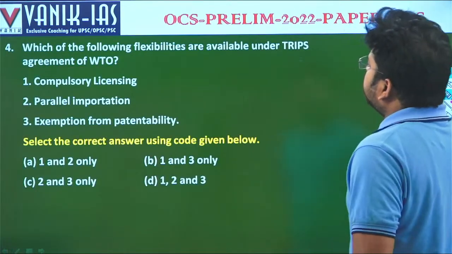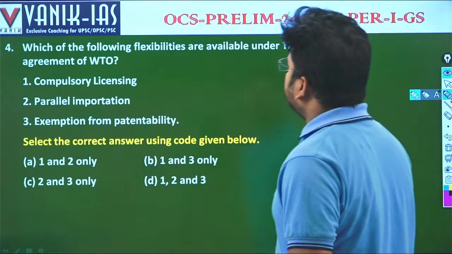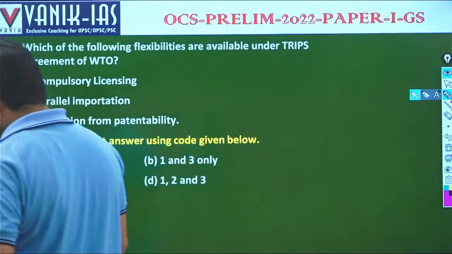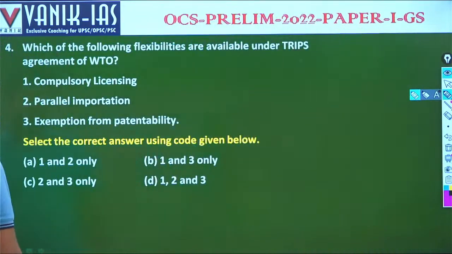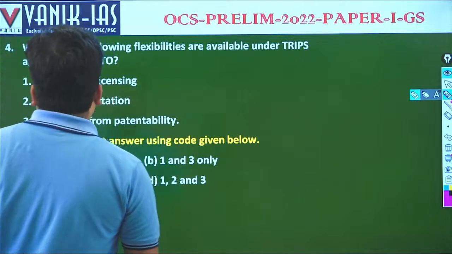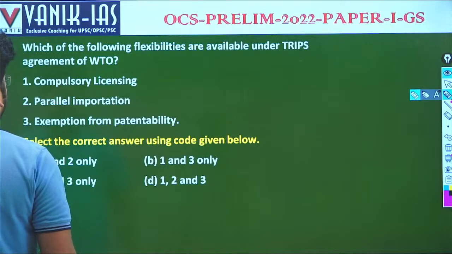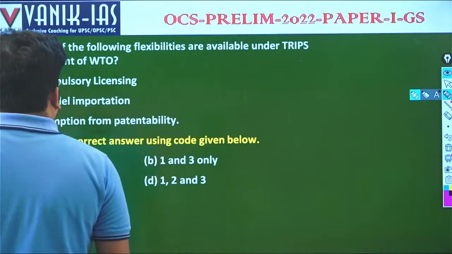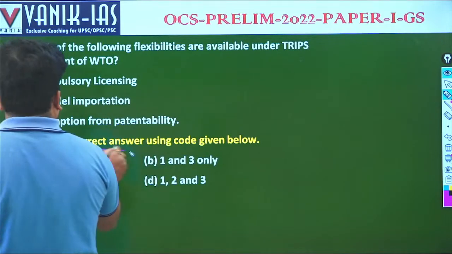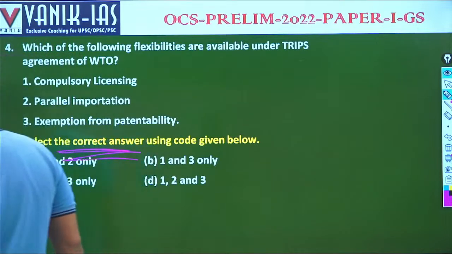Which of the following flexibilities are available under the TRIPS agreement of the WTO? Compulsory licensing, parallel importation, exemption from patentability. Select the correct answer.